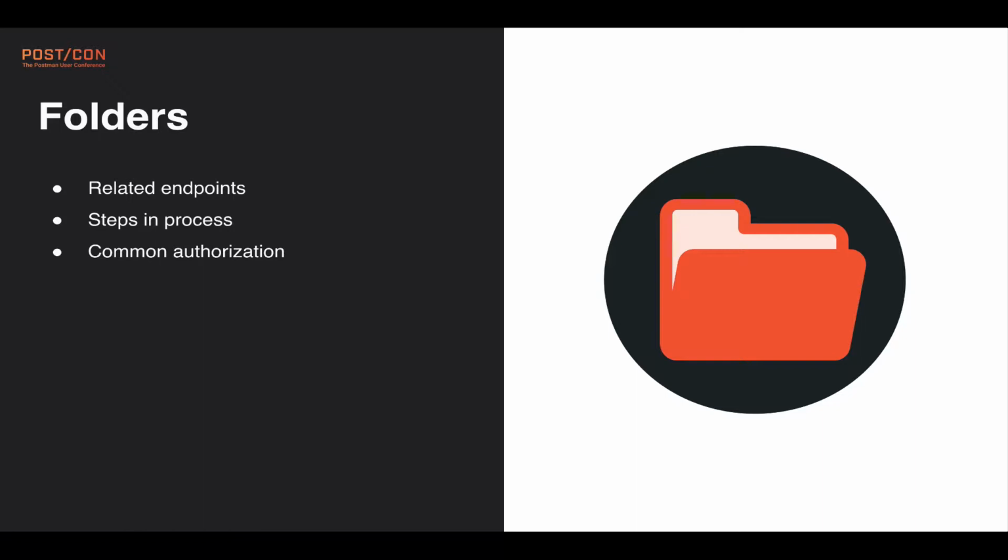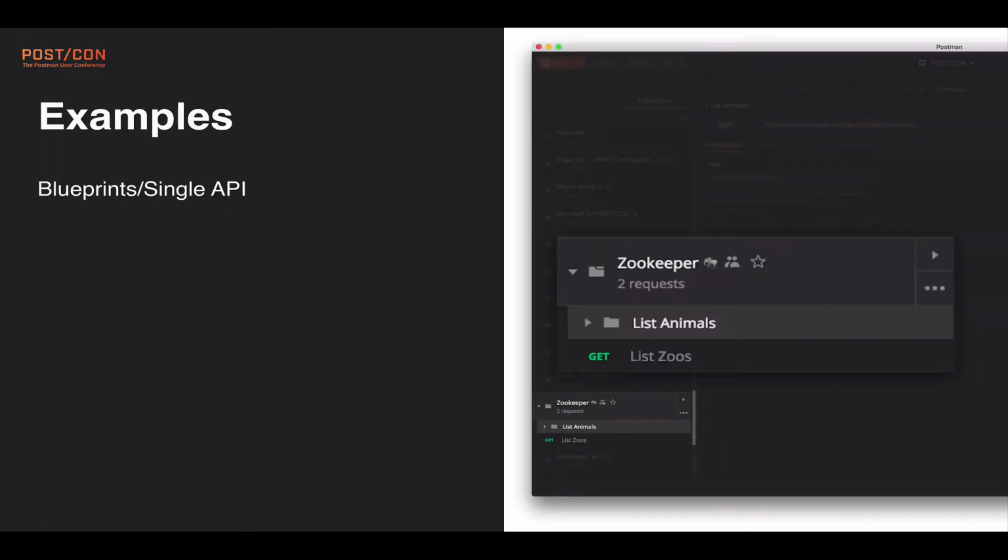More importantly though, folders are essential when it comes to abstracting out repetitive configuration like authorization and scripts. Chances are you're using the same authorization mechanism for multiple requests in your collection. And configuring the authorization method on each request makes it difficult to maintain. Instead of adding the same auth or script to every single request, you can simply add them to the folder and have the requests inherit from the folder.